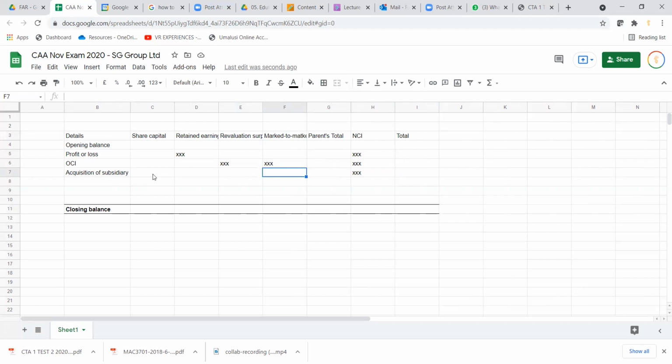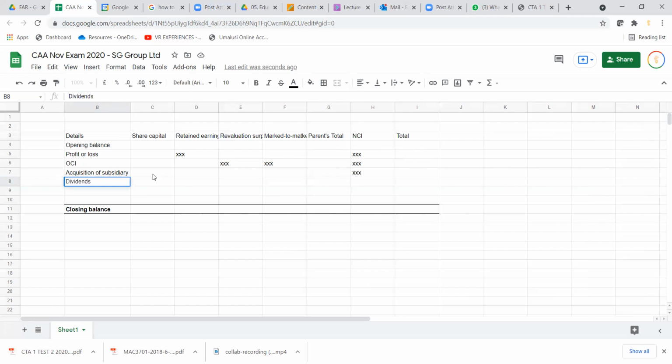If you acquired a sub during the current financial year, you will have acquisition of a subsidiary. And then there's more other stuff, but we're not dealing with change in ownership, so I'm not going to bring in change in ownerships. And there's no foreign subsidiary, so we don't have foreign subs. We don't have change in ownership, so I'm not going to bring in those line items. Then lastly, we would have dividends.